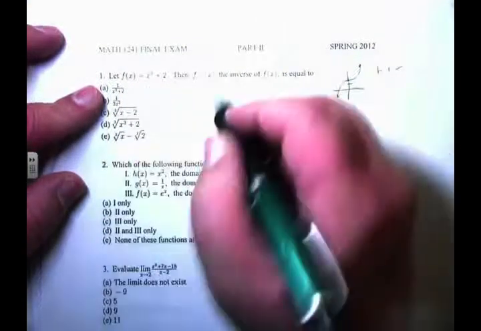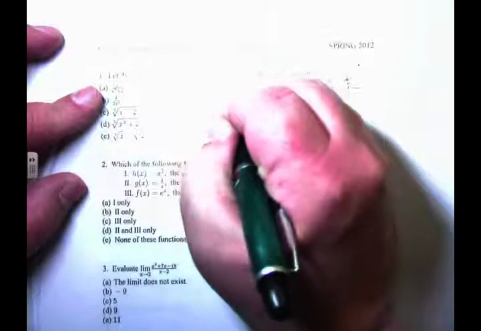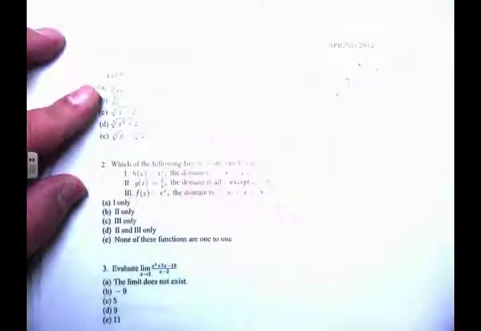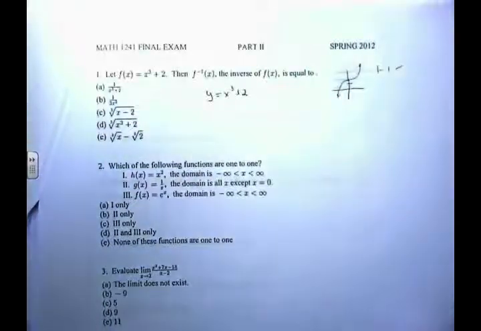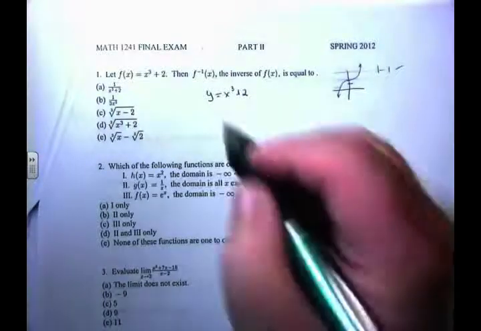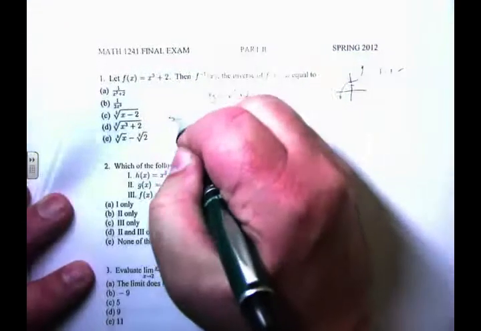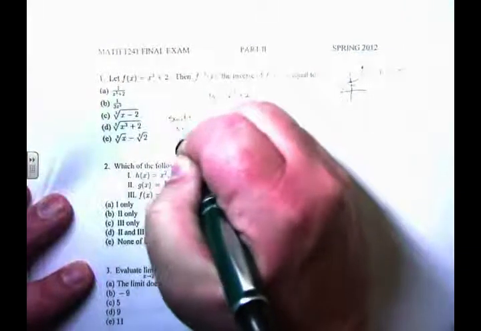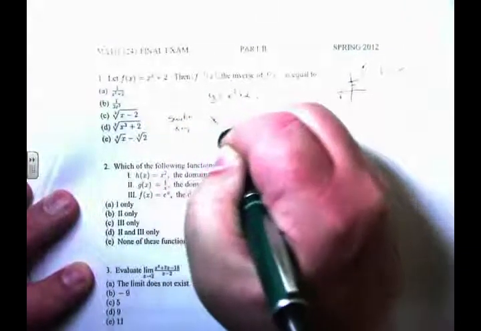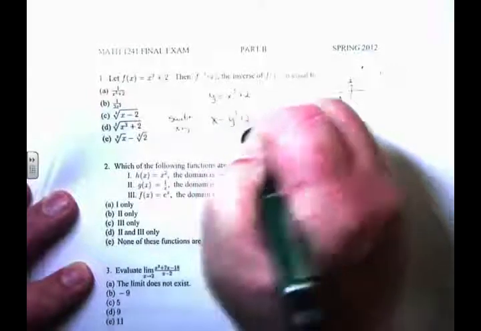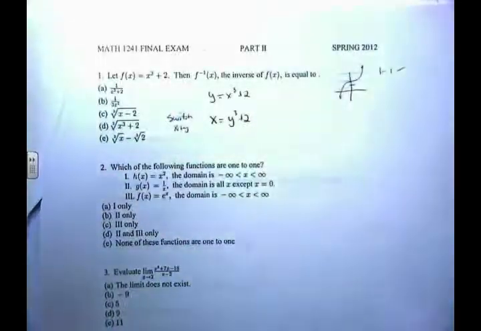Step 1, make sure it's 1 to 1. Step 2, change function to y: y equals x cubed plus 2. Step number 3 is the most important step on inverses. What do inverses do? They switch the x and y coordinate. So my next step is to switch the x and y. This gives me x is equal to y cubed plus 2. And then the next step is to do what?